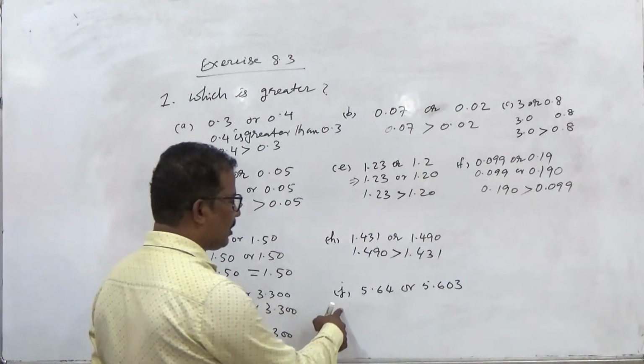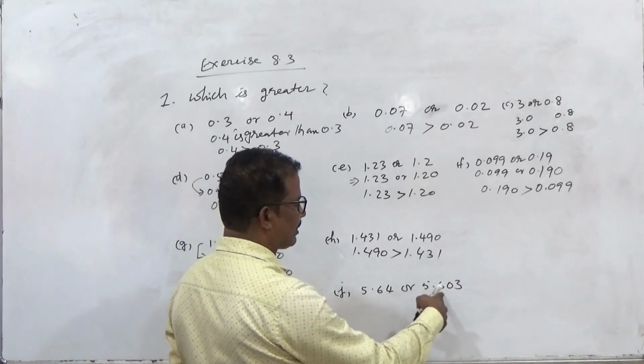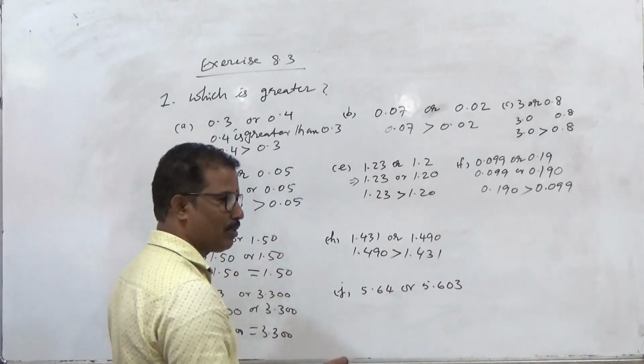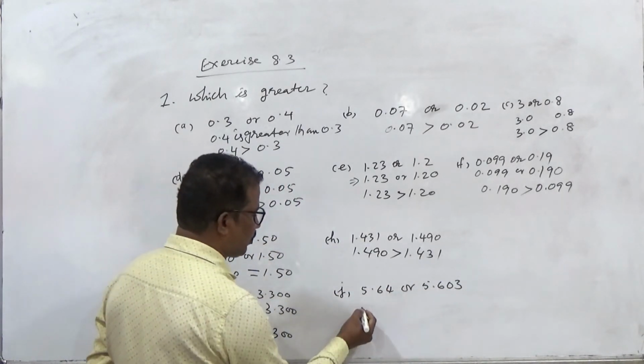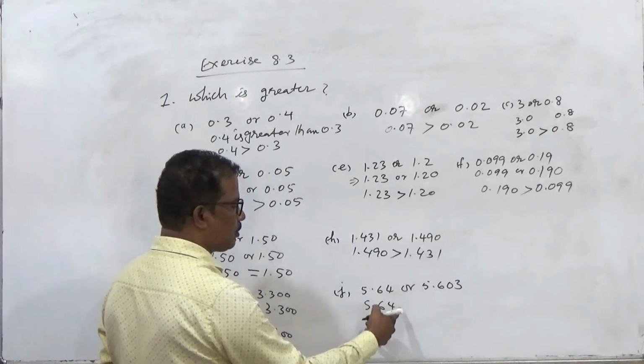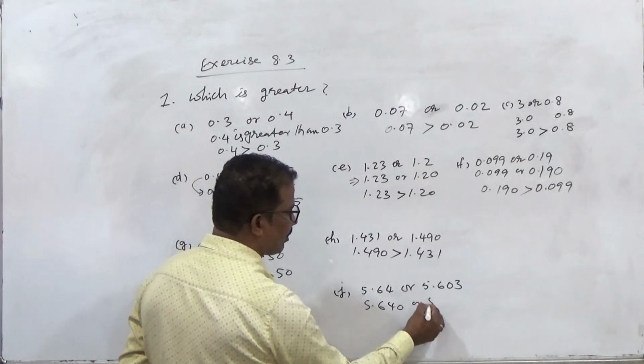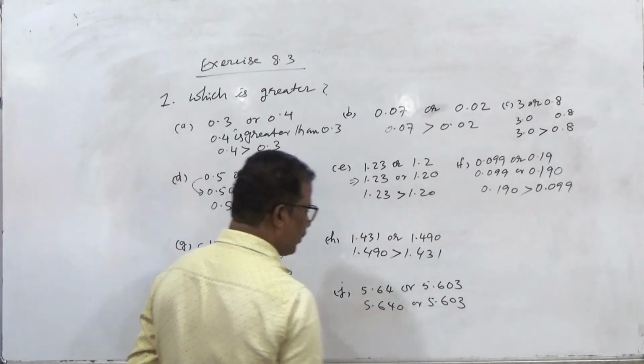In the last question, see, 5.64 and 5.603. Both are unlike decimals. First we have to convert them into like decimals. How is it? 5.64, and in the thousandths place nothing is there, and here 3 is there, which means we can add a 0 here, and here 5.603. Now we can compare.